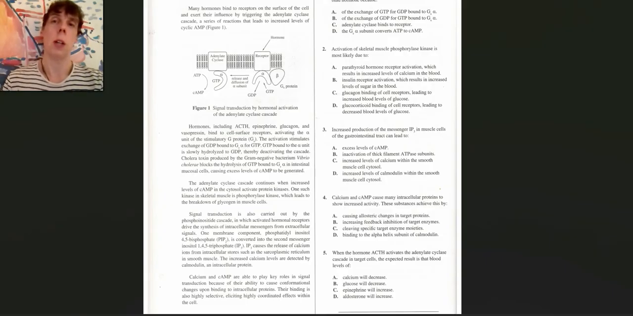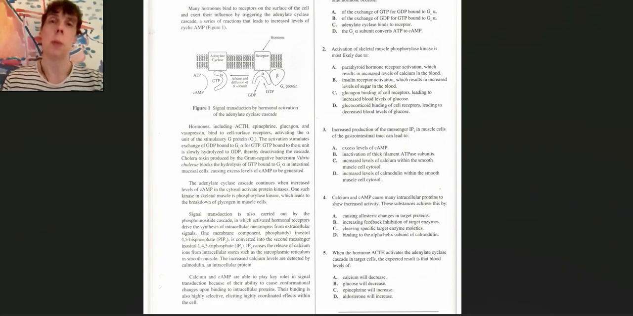Question 4 asks, how does calcium and cyclic AMP activate downstream proteins? From general biology, you may recall that cyclic AMP is the second messenger in the adenylate cyclase cascade, while calcium is the second messenger in the phosphoinositide cascade. You also know that second messengers bind to and activate protein kinases. Specifically, protein kinase A is activated by cyclic AMP in the adenylate cyclase cascade, and protein kinase C is activated by calcium in the phosphoinositide cascade.